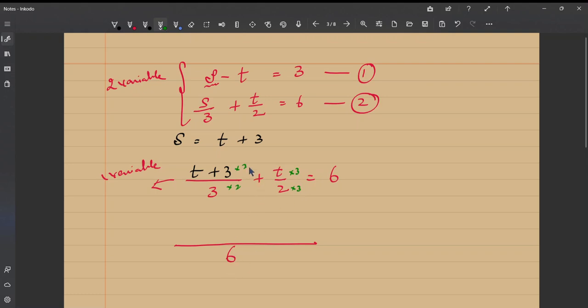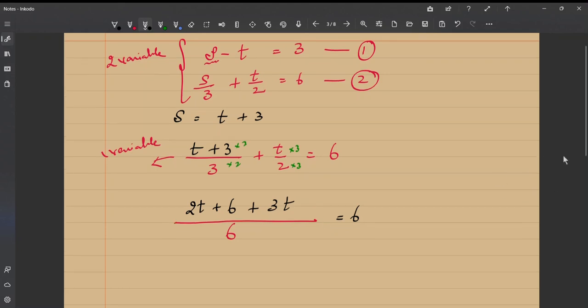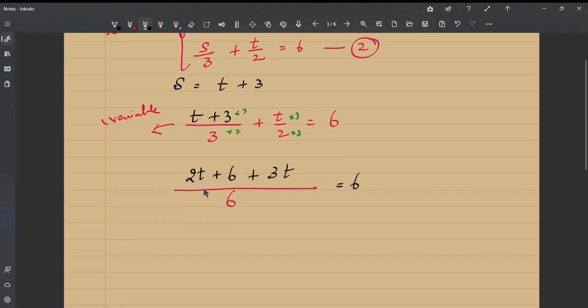So, let us proceed. What is 2 into t plus 3? It is 2t plus 6, right? 2t plus 6 plus 3t. All this is equal to 6. So, now simplifying further, what do we get? 2t plus 3t is 5t. 5t plus 6 by 6. This is equal to 6.